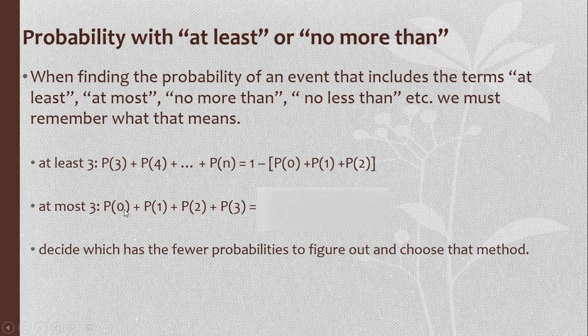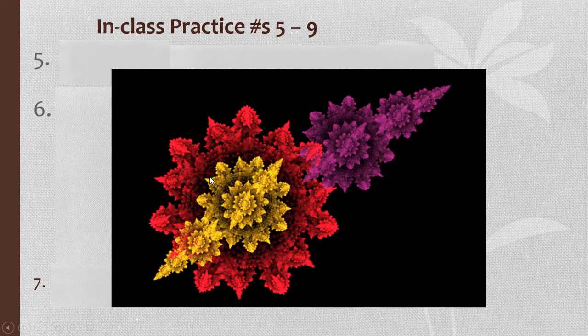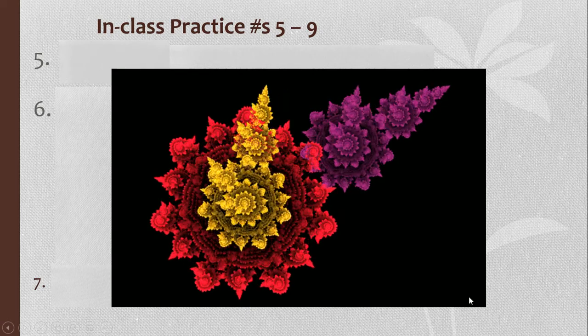At most 3 would be probability of 0 plus probability of 1 plus probability of 2 plus the probability of 3. Or we could write that as 1 minus the ones that are greater than 3, probability 4, probability 5, all the way up to probability of n. Okay, decide which one's easier to use, the one that has fewer calculations. All right, let's take a look at in-class practice 5 through 9 then.